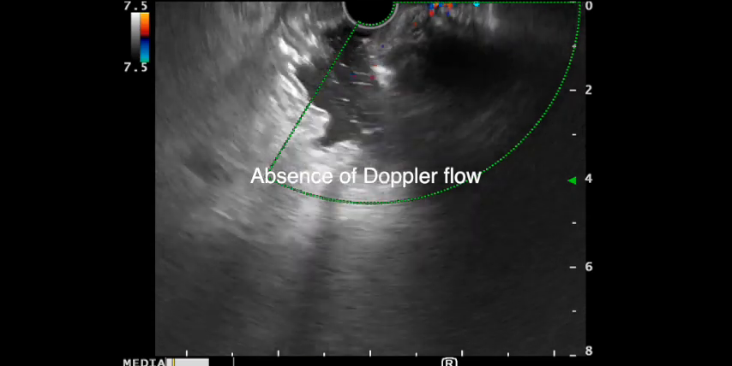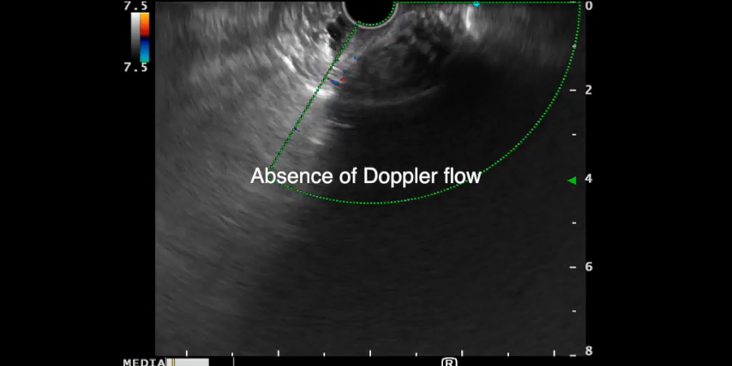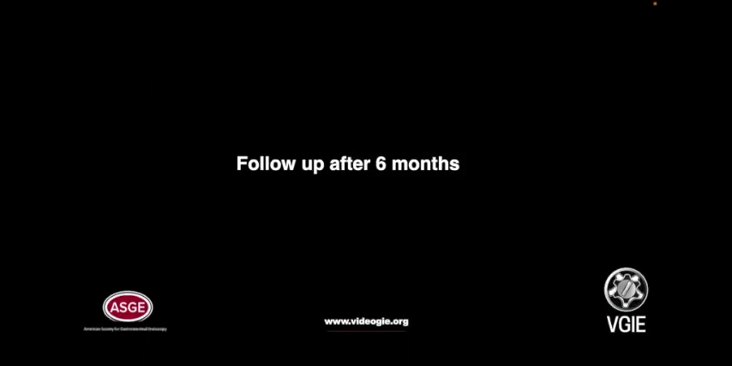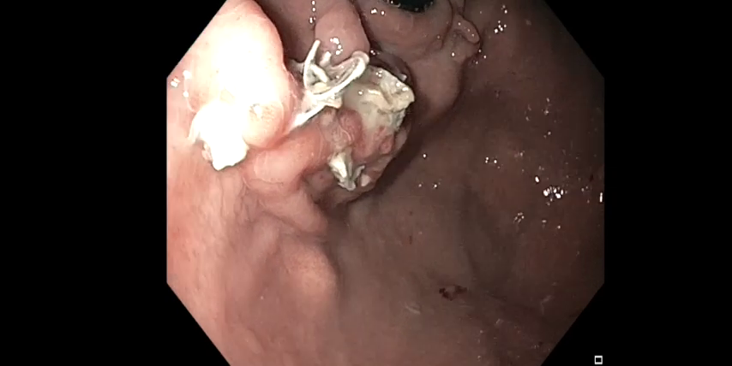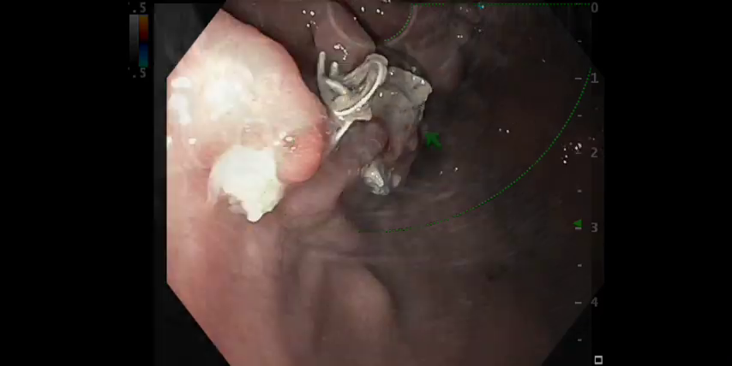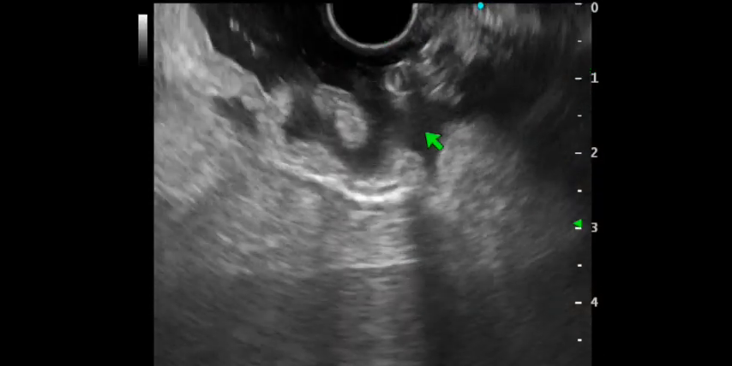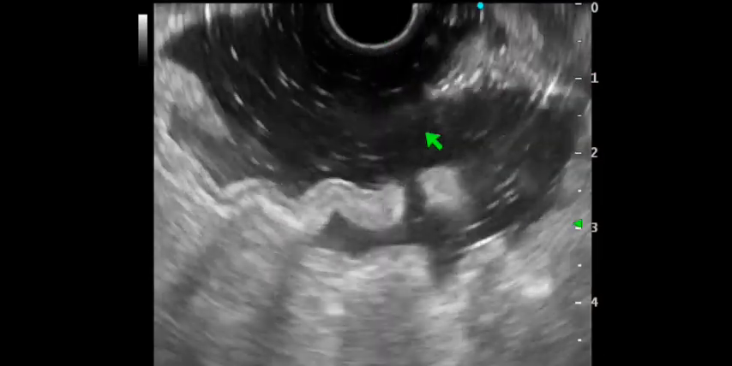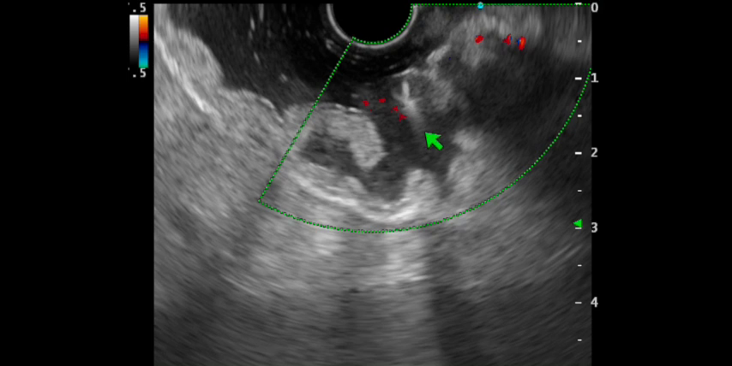The scope was introduced again and it showed absence of Doppler flow in the varix. The patient was on regular follow-up, and at 6-month follow-up, a gastroscopy showed that coils were extruding through the varix, and on EUS, an absence of Doppler flow with hyperechoic rings of coils was observed.